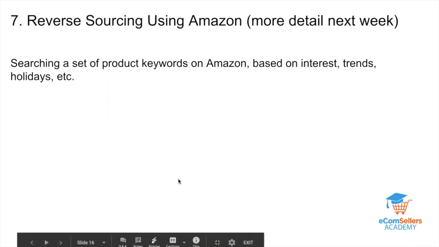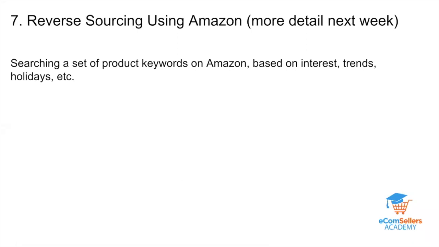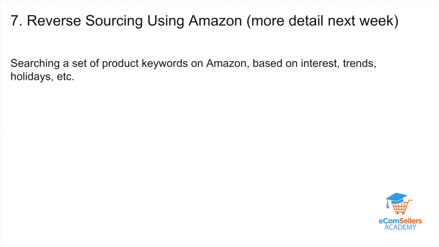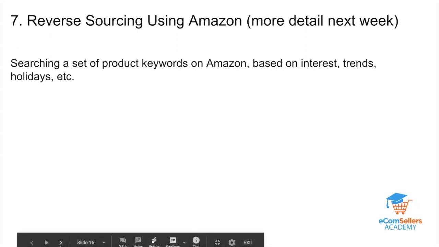And seven, of course, is reverse sourcing. This is another favorite of mine. I don't do it as much, but we'll talk a little bit more about this next week. But that's when you're actually on Amazon and you see products that are already selling. You would click on the actual link, and they would take you to the brand owner's information, and you would just go to their website from there.